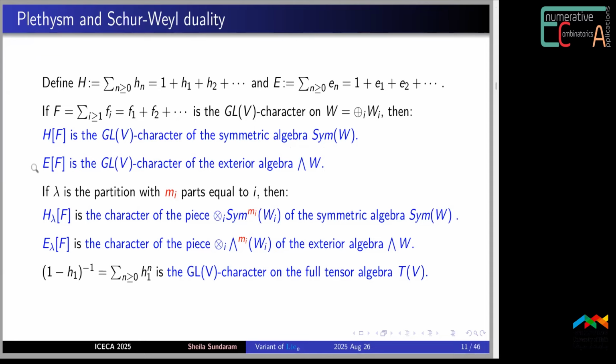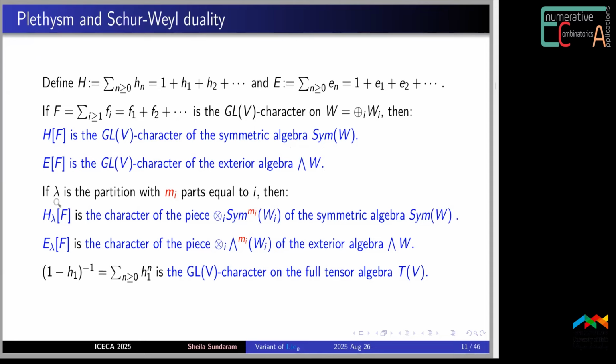So we can refine this a little bit and say that if lambda is a partition with m_i parts equal to i, then we can define H_lambda plethysm of F to be the character of this particular graded piece of the symmetric algebra. So you take the m_i-th symmetric power of W_i and tensor all those together. And again, similarly for the exterior algebra. And finally, 1 over 1 minus h_1 expanded as a geometric series is the GL(V) character on the full tensor algebra.